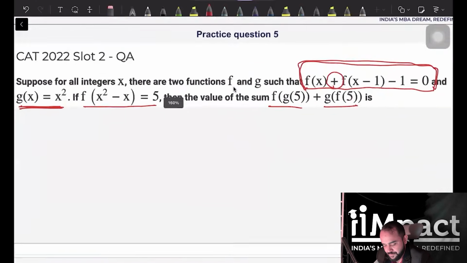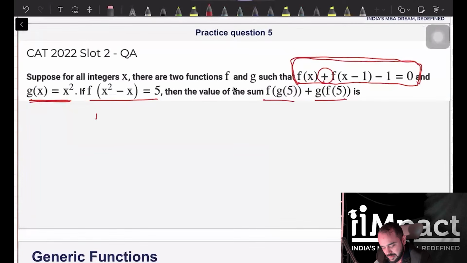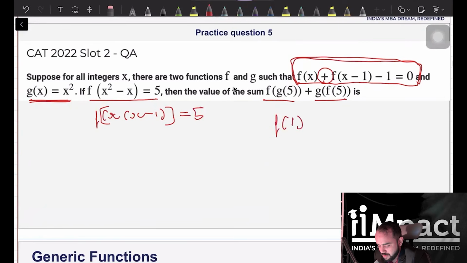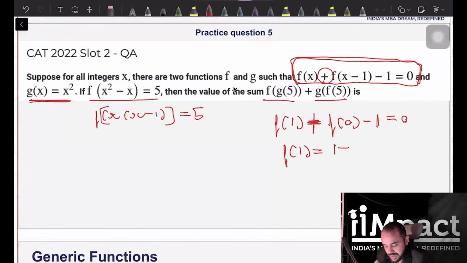So let us start. You have f of x into f of x minus 1 is equal to 5. Let's find f of 1. F of 1 plus f of 0 minus 1 is equal to 0. Now this gives me f of 1 is equal to 1 minus f of 0. I can put x as 0 here or x as 1 here, right? Let's put x as 0. I will get f of 0 is equal to 5. So f of 0 is equal to 5, which means f of 1 is equal to minus 4.